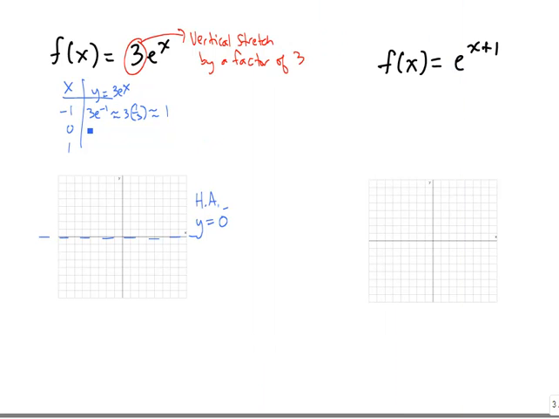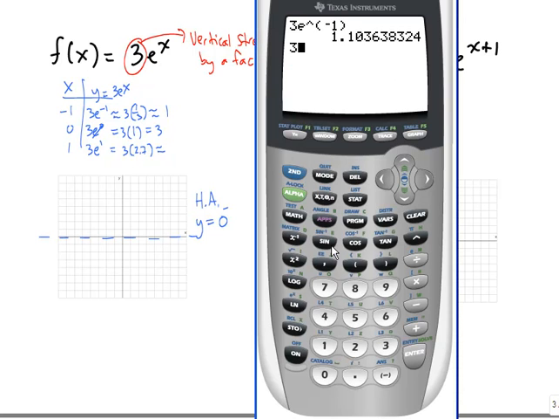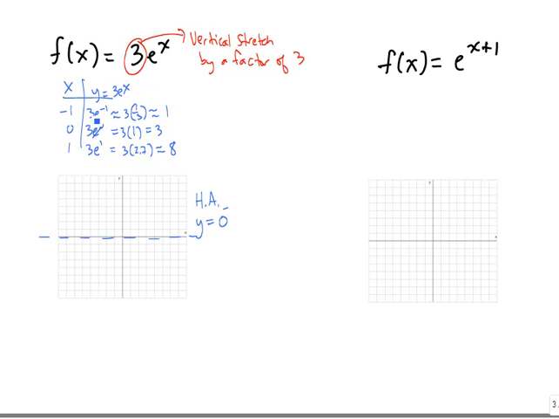Okay? Let's try 0. 3e to the 0. Well, e to the 0 becomes 1, and 1 times 3 is going to stay 3. If I plug in 1, e to the 1 is about 2.7, and if we multiply that by 3, then we would want 3e to the 1, so it's going to be about 8. Okay, so now we have 3 points to plot. Negative 1, about 1, 0, 3, and 1, approximately 8.